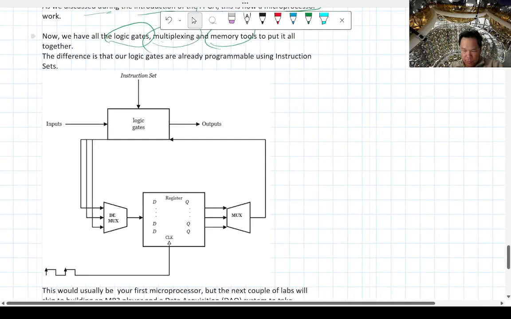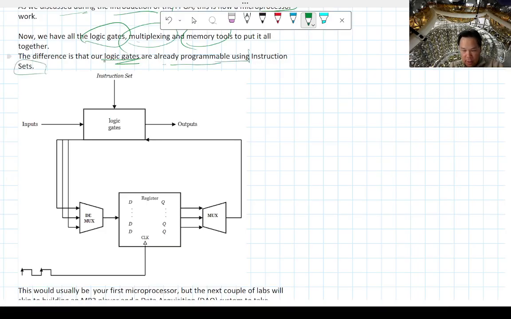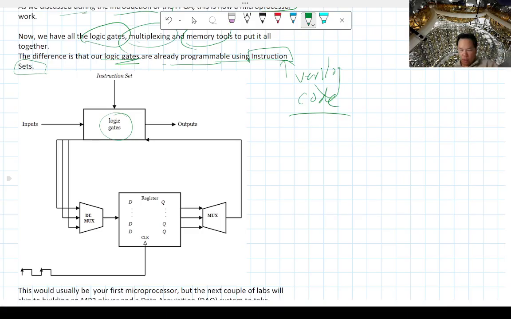So the difference from our logic gates is that they are programmable through these instruction sets. This is your Verilog code, these are instructions that you're sending. That's actually what the bit stream is that you send when you program your device. So you have some general-use logic gates, so you can do whatever you want. This instruction set gets sent into it, so that it makes the right connections. Basically, you're reprogramming the FPGA.